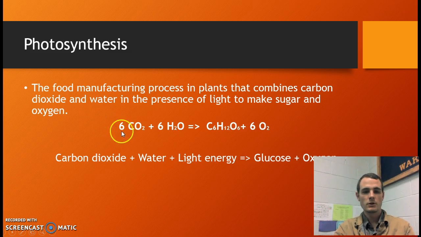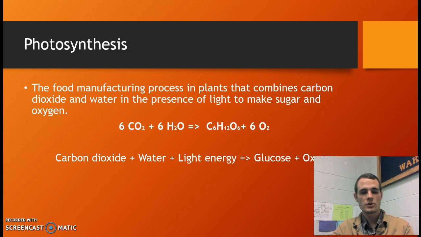So as you see in the middle of the screen right here, it is the chemical equation for photosynthesis. This first part means 6 molecules of CO2, which is carbon dioxide, plus 6 molecules of H2O, which is water, and that yields C6H12O6, and that is glucose, or the plant's food in the form of sugar, plus 6O2, which is 6 molecules of oxygen. And you can see that breakdown right here at the bottom of the screen. So as long as you know that carbon dioxide and water and light will yield glucose and oxygen through the process of photosynthesis in plants.